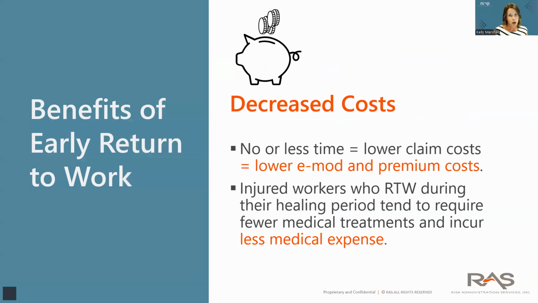So we talked about the decreased cost piece of this. If you have an employee who doesn't have any time away from work, of course, that results in a lower claim cost overall. But then you can see how that cascades down into that lower EMOD, which then again relates to your lower workers' compensation insurance premiums for not just 1 or 2, but 3 years down the road. Injured workers who come back to work during that healing period also tend to require fewer medical treatments overall, and therefore tend to incur even less medical expense. So it's all a cycle that results in better outcomes for the employee, but also fewer costs for you as an organization.